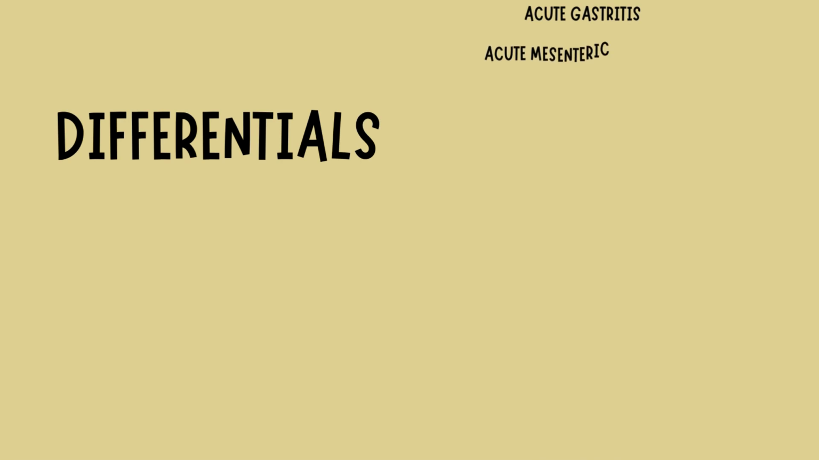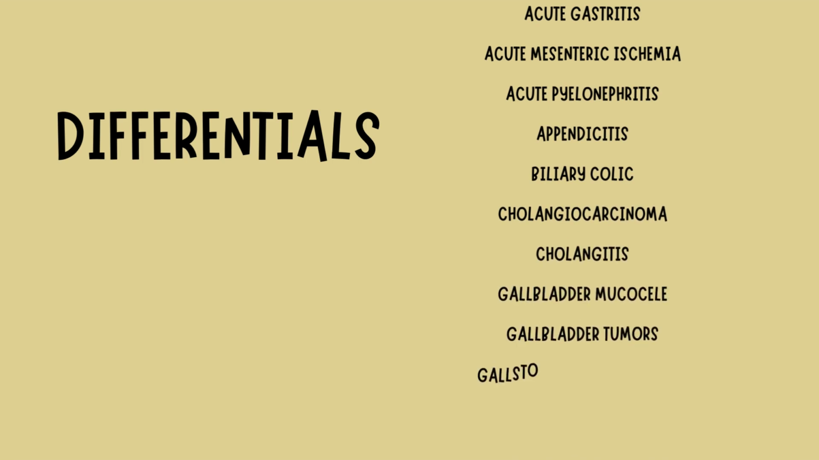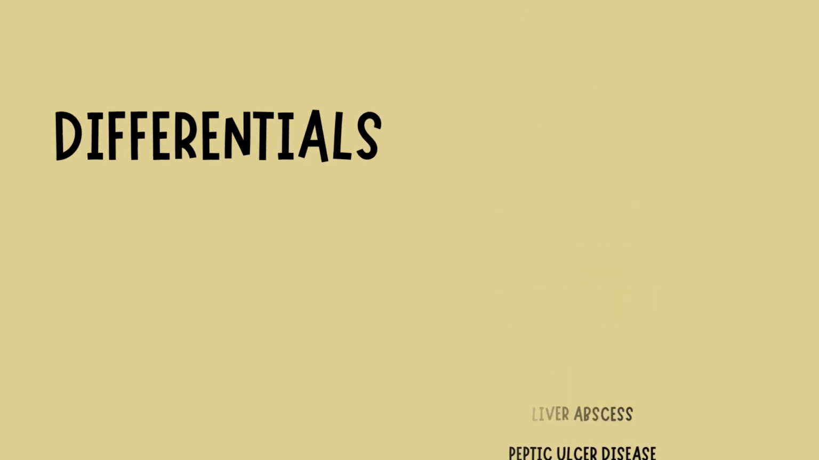The differentials of right upper quadrant pain include acute gastritis, acute mesenteric ischemia, acute pyelonephritis, appendicitis, biliary colic, cholangiocarcinoma, cholangitis, gallbladder mucocele, gallbladder tumor, gallstone, liver abscess, and peptic ulcer disease.